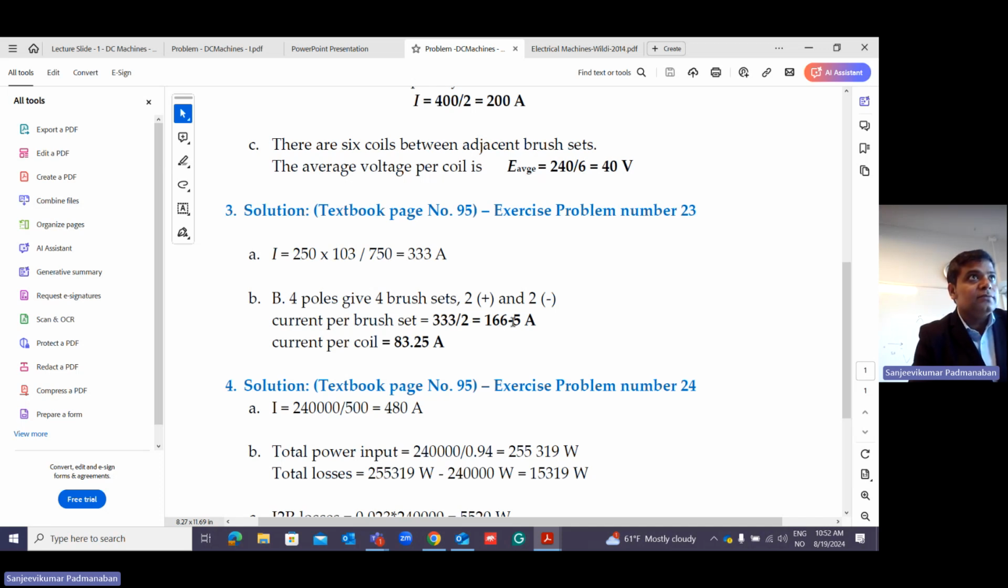So 333 divided by 2, you get 166.5. When I was typing in Word, I made some errors, so this is not copied from your textbook. I typed it. So 166.5. Do you understand how we are getting it? Because there are 4 brushes, 2 for plus and 2 for minus. Then we have 333 divided by the number of brush sets, 2. You get 166.5 ampere. Is that okay?